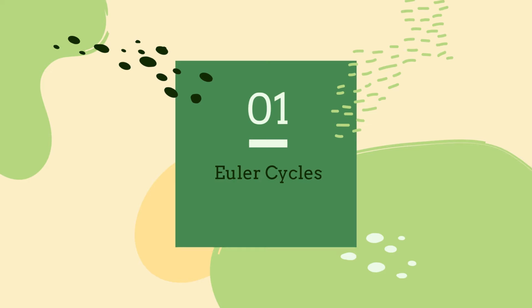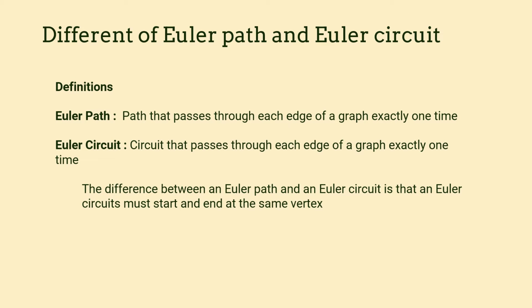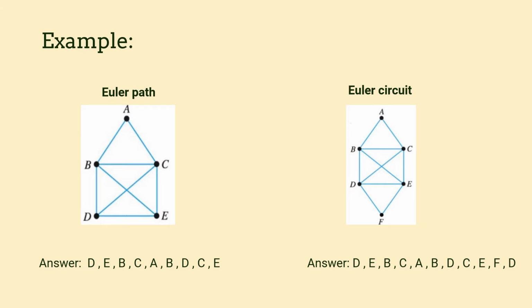First subtopic is Euler cycle. So the difference of Euler path and Euler circuit. First of all is definition. What is Euler path? Euler path is path that passes through each edge of a graph exactly one time. Next is Euler circuit. Circuit that passes through each edge of graph exactly one time. So the difference between an Euler path and Euler circuit is that Euler circuit must start and end at the same vertex.